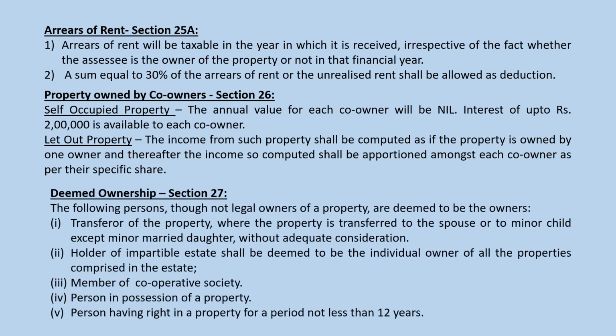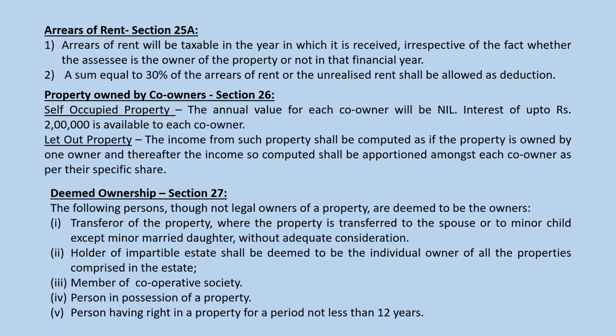Deemed ownership. This is given in Section 27. The following persons, though not legal owner of the property, shall be deemed to be the owners. That is, transferor of the property, where the property is transferred to a spouse or to a minor child, except minor married daughter, without adequate consideration. That means if there is a transfer of property from a husband to a housewife without any consideration, the income from that house property will be treated as income of the husband and not of the wife.